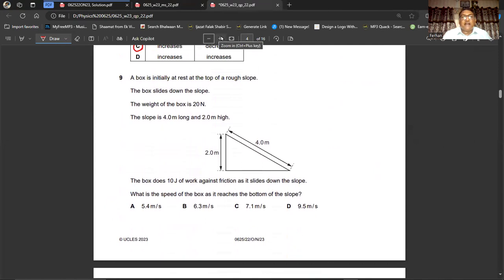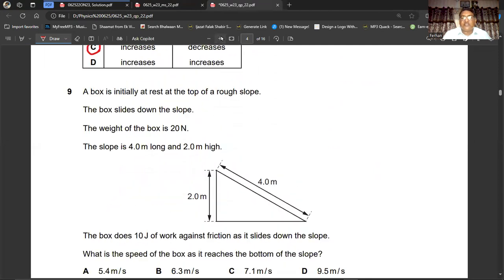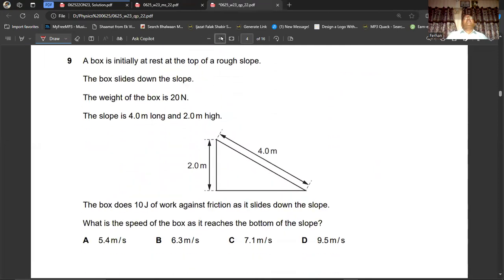Question number 9, which is a very tricky question. And it says, a box is initially at rest at the top of a rough slope. The box slides down the slope. The weight of the box is 20 Newton. The slope is 4 meter long and 2 meter high. The box does 10 joule of work against the friction as it slides down the slope. What is the speed of the box as it reaches the bottom of the slope?